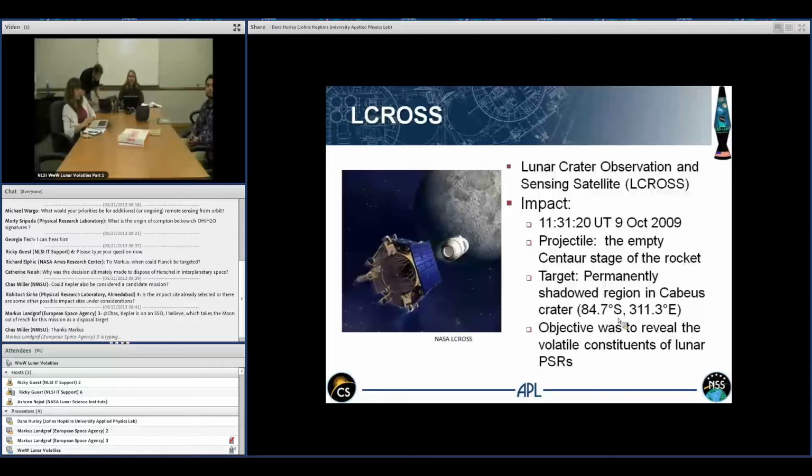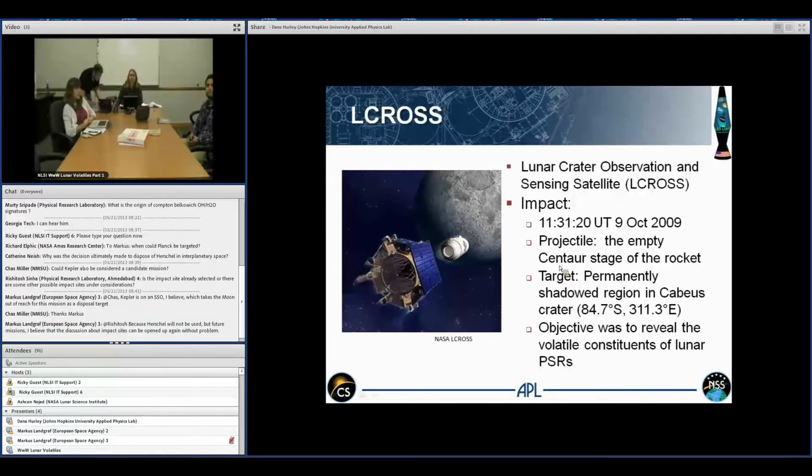So the LCROSS mission's objective was to reveal volatile constituents in the lunar PSRs. What they did was crash the Centaur stage of the launch vehicle into the permanently shadowed region of Cabeus near the lunar south pole.